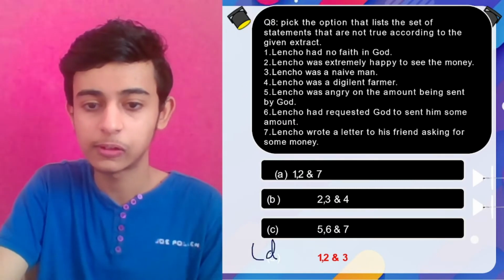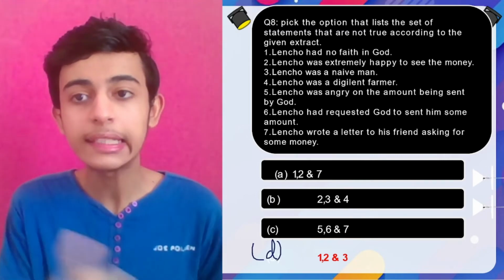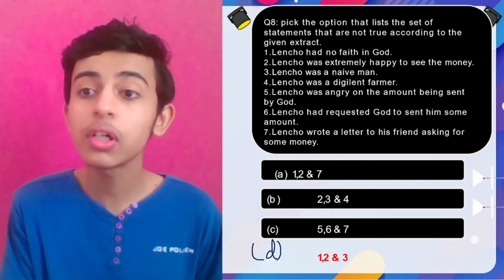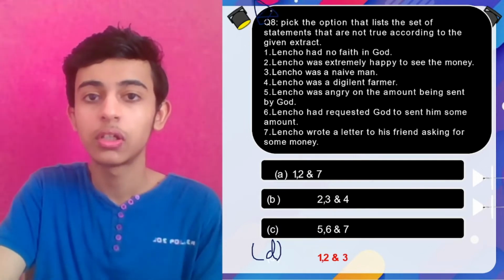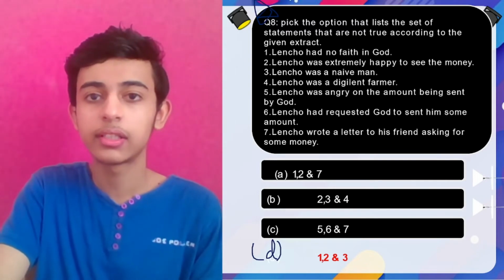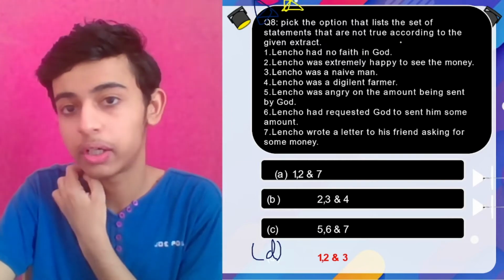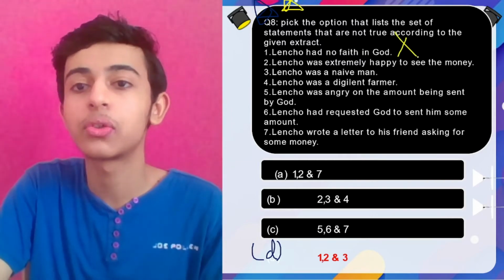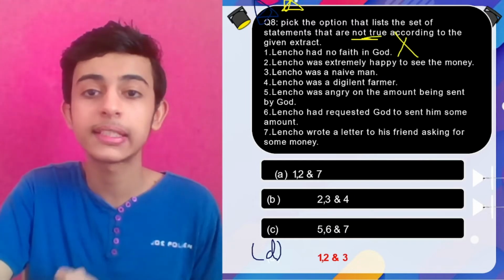Okay, right. So first question says, pick the option that lists the set of statements that are not true according to the given extract. Very important question. Let's read it carefully. Okay, this is important, as I told you. Lencho had no faith in God. He had. So the statement is wrong. Those are not true. They're asking for the false statements.